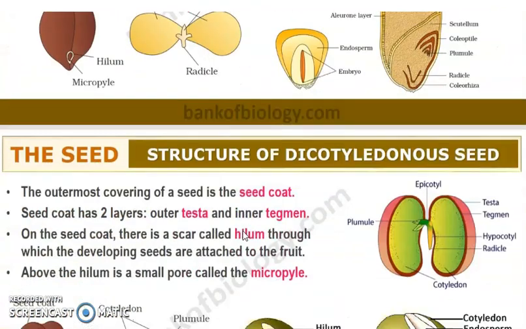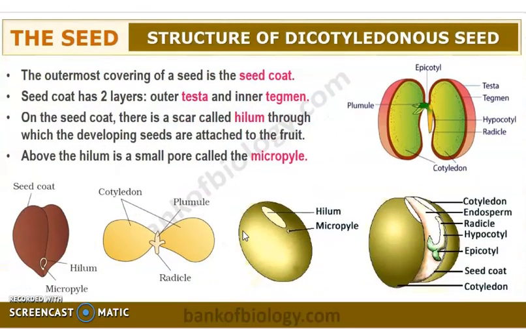Now let us learn about the structure of the dicotyledonous seed. It means the seed with 2 cotyledons, whose structure we are going to learn. In this, the outermost covering of a seed is the seed coat. We saw it, right? The outermost covering which we see in the seed is the seed coat. The seed coat has 2 layers. One is the outer testa. The layer you see on the outside is the layer called the testa.